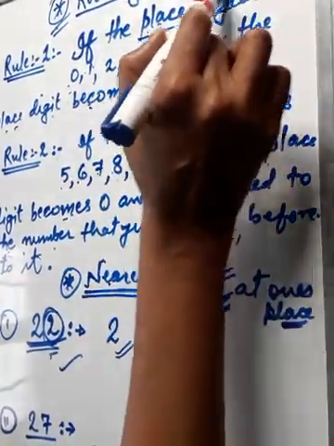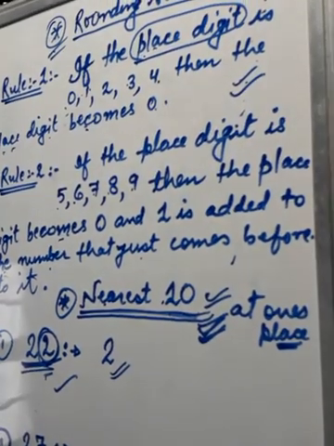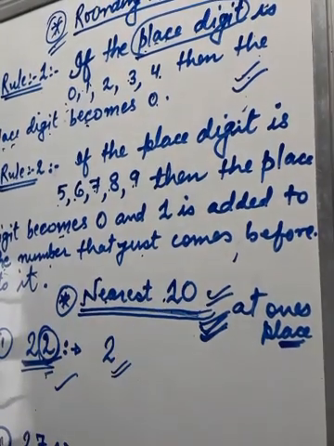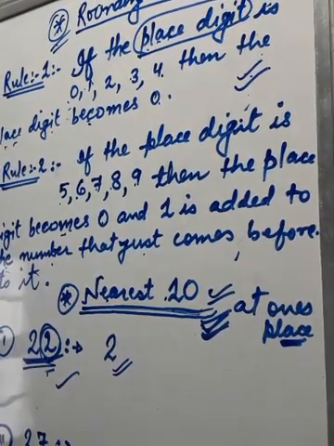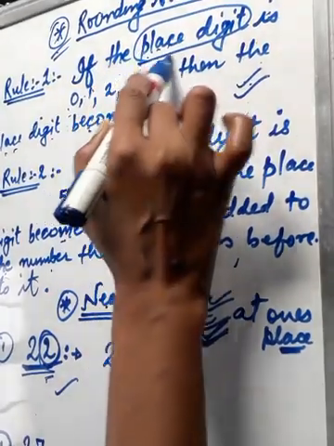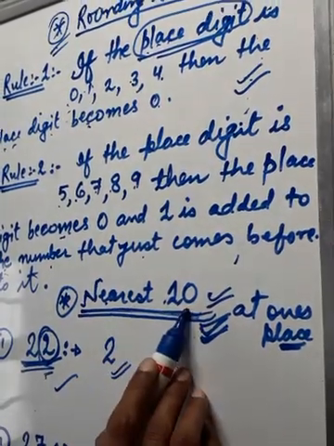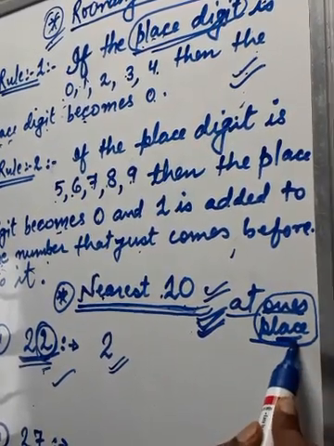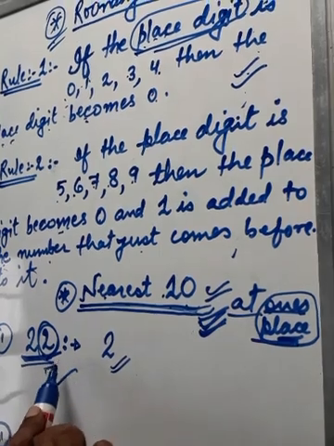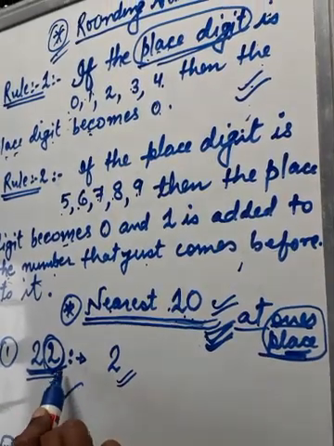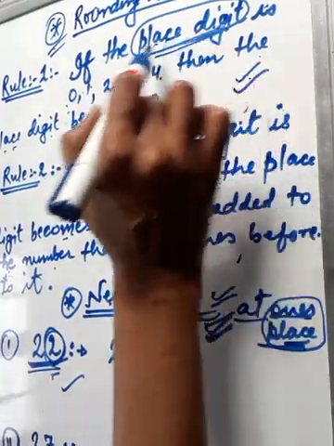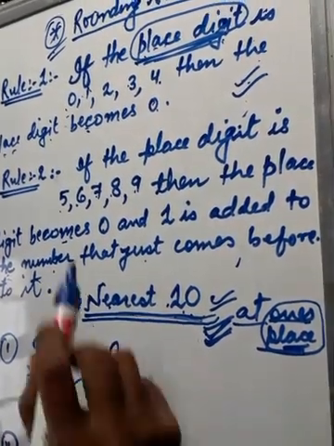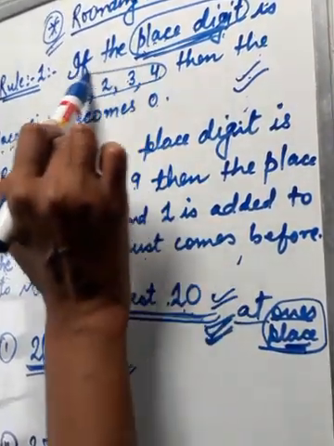Here I have used one term that is called place digit. Here place digit is the digit for the nearest tens, nearest 100 or the nearest 1000. Place digit मतलब क्या हो गया? Suppose for nearest 10 we will see the digit at the ones place. Nearest tens के लिए ones place का digit देखते हैं, तो ये उसी के लिए यूज किया हुआ है. So here it is in rule 1.